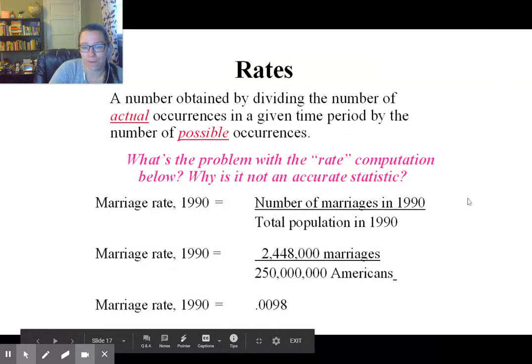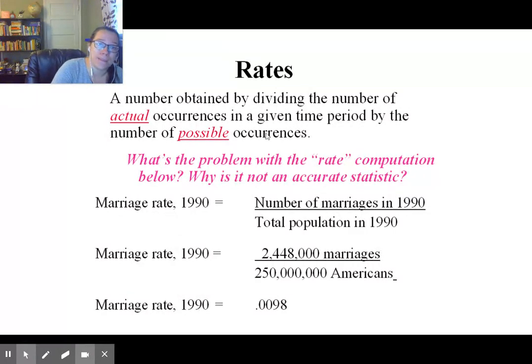And so that is going to be it for this video. Coming up next, we are going to talk about measures of central tendency, which are our mean, median, and mode.